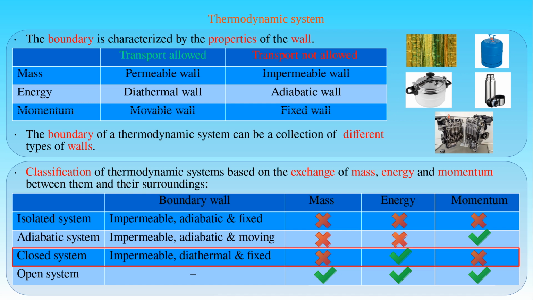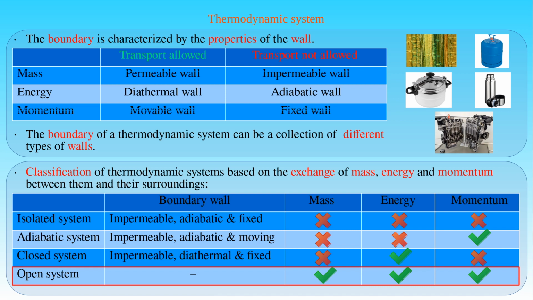The last type of thermodynamic system is the open system, which has no wall, and the transfer of any quantity is allowed between the system and its surroundings. One can interpret such a system as drawing only a hypothetical boundary between the system and its surroundings. If we open the valve of a gas cylinder, or remove the lid of the pressure cooker or the cap of the thermos, all the substance held in these containers becomes an open system, where the exchange of mass, energy and momentum is free.